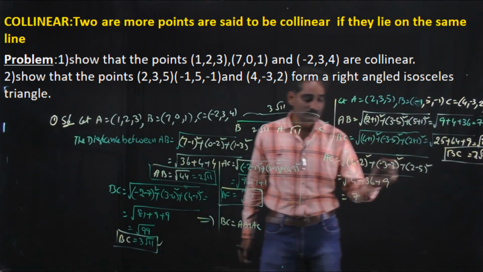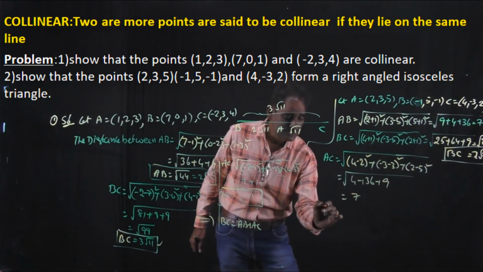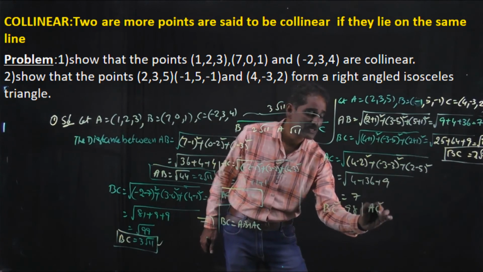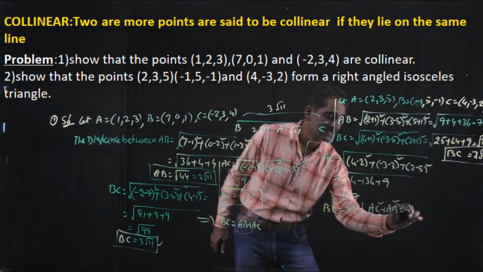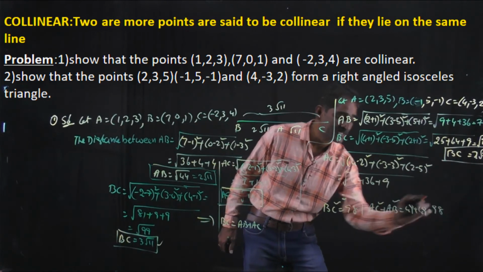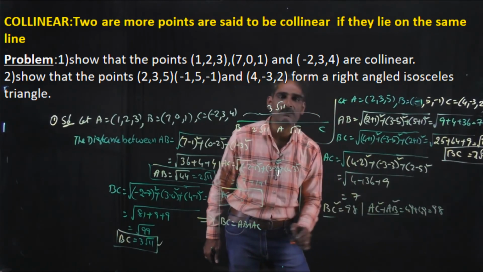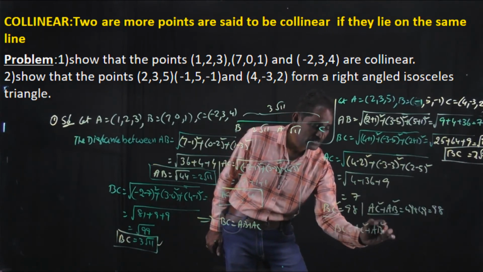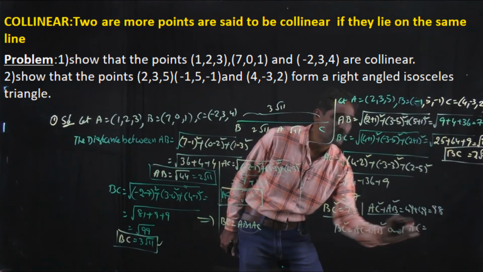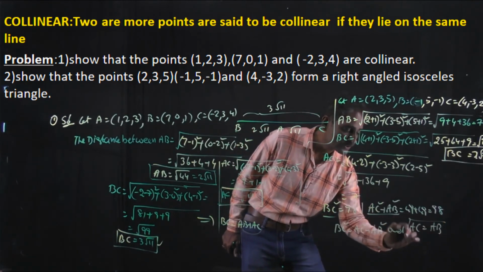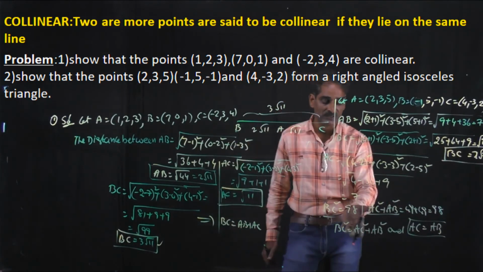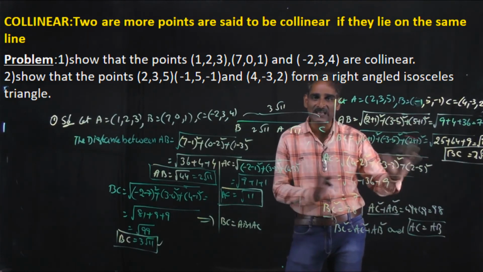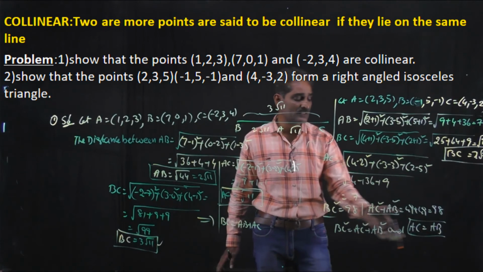What will happen? BC square is equal to 98. AC square plus AB square is equal to 49 plus 49, that is equal to 98. So BC square is equal to AC square plus AB square, and AC is equal to AB. So these two sides are equal, AC equal to AB, and this satisfies the Pythagoras formula. So the figure formed by these 3 points is a right angle isosceles triangle. This shows the triangle is a right angle triangle, and this shows it is an isosceles triangle.